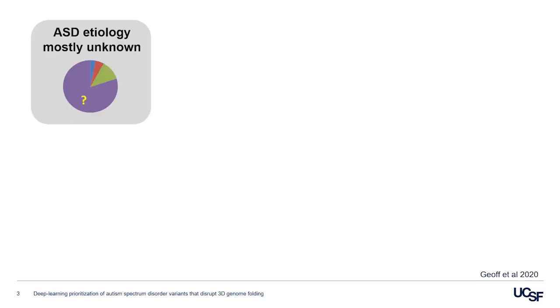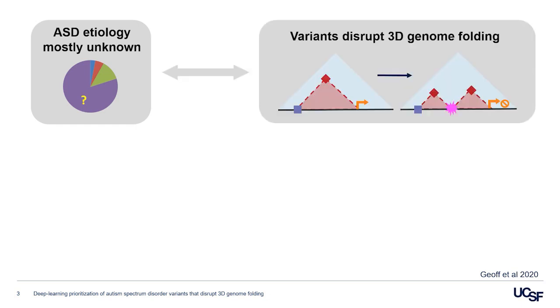Autism spectrum disorder, or ASD, is a great candidate for this mechanism since up to 80% of cases don't have a genetic diagnosis, given that most variants have an unknown effect. We hypothesize that disruption of genome folding is a prevalent but overlooked mechanism in variants in ASD.